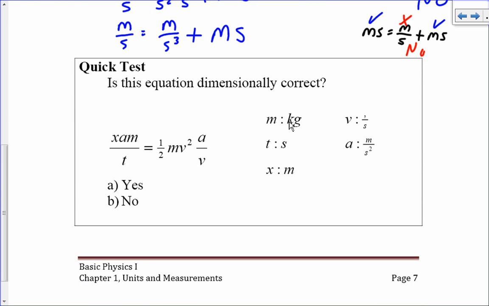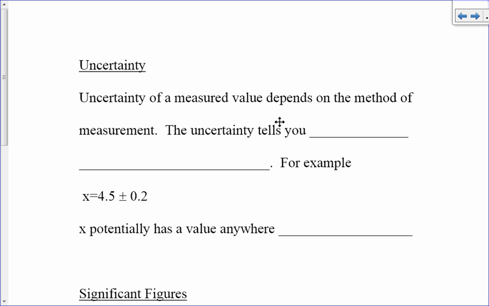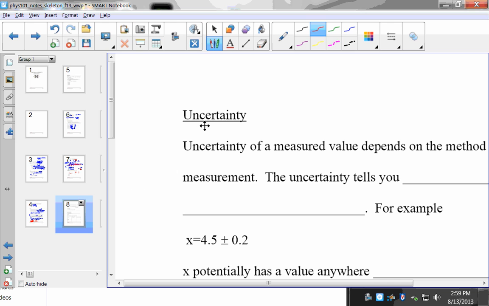This is your quick test. Let's see, I had a little mistake here. Let me fix that. That's a meter per second. Is this equation dimensionally correct? Okay, you want to take it, put in the units for the variable, and determine whether the dimensions are consistent. That'll be on your online test. We'll stop there and pick up with uncertainty next time.